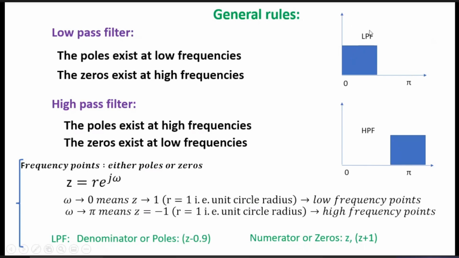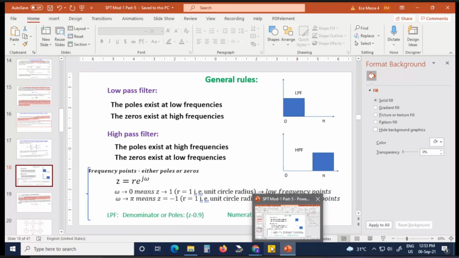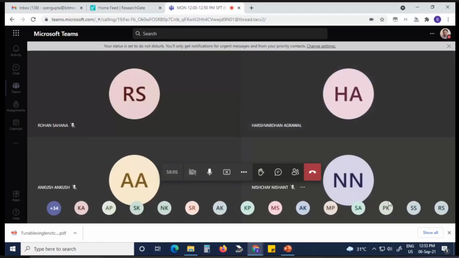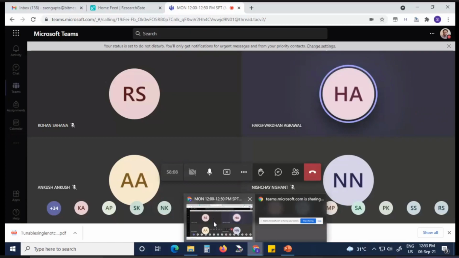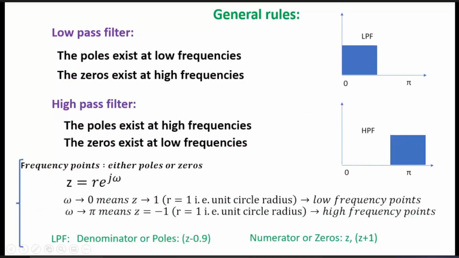सो ये जो z इज इक्वल टू 1 है तो इसको पोल बनाना है कि 0 बनाना है लो पास फिल्टर के लिए? कोई बता सकते हो? सर पोल. Yes. Who told pole? सर हर्षवर्धन अग्रवाल. Harshvardhan. Fine. So that means लो पास फिल्टर के लिए पोल का वैल्यू होगा नियर अबाउट 1, z tends to 1.